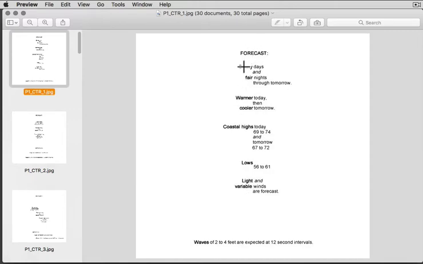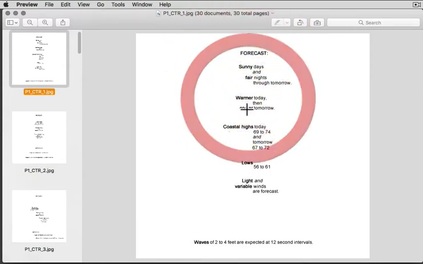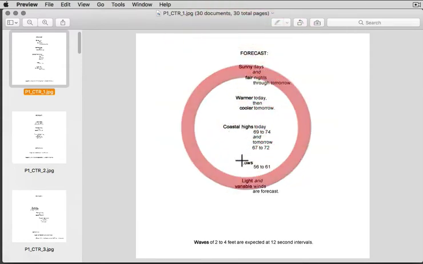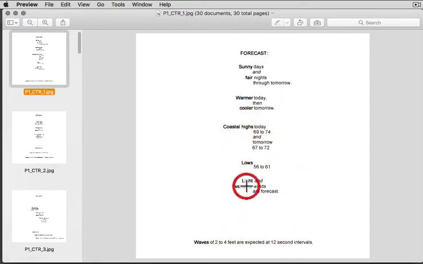work, and what's happened here is that this person has taken content that is related and put it on one side of the line, and then put content that's related on the other side of the line. So we have things that have to do with the overall effect of what the weather's doing. It's sunny, it's fair, it's warmer, it's cooler, it's got highs, it's got lows, and it has light and variable winds, and it has waves.